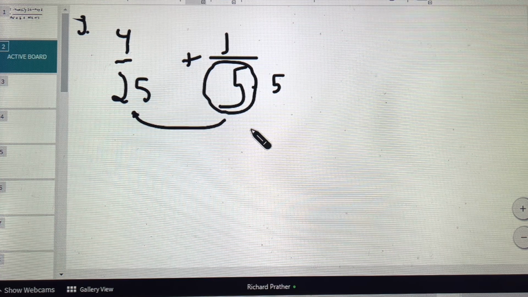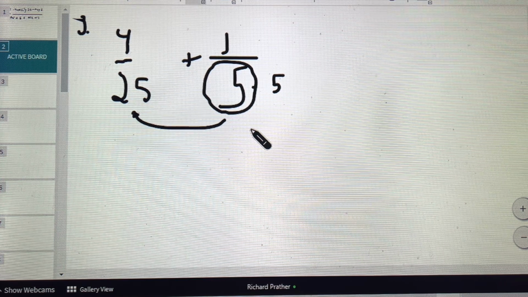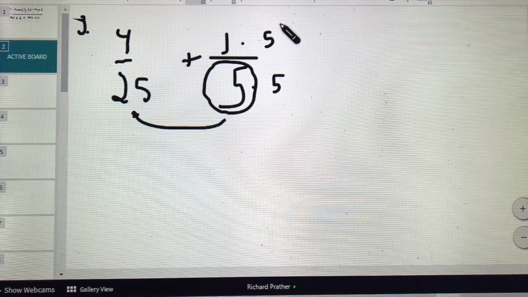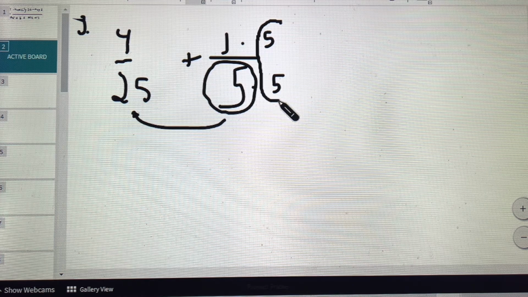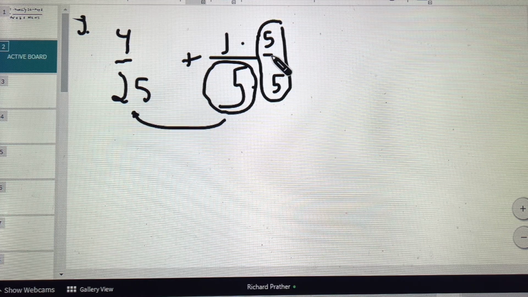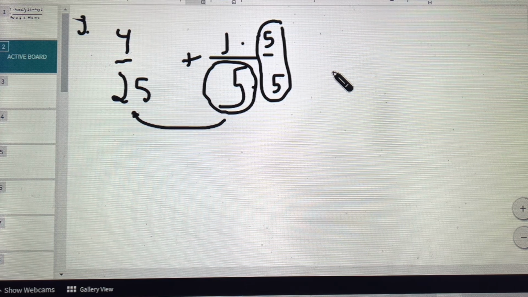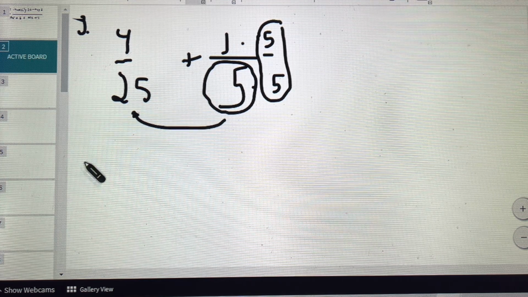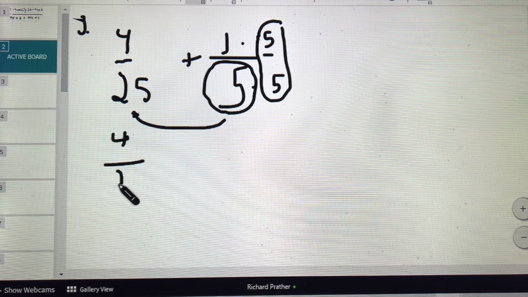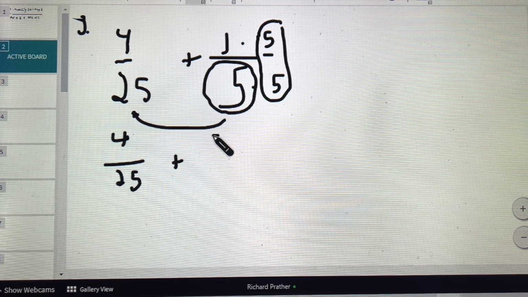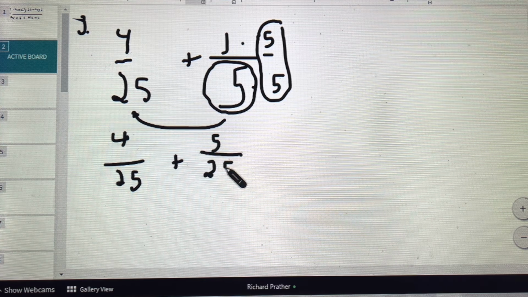Now you can't just multiply the bottom by 5 because you want it to be a 25, but if you also multiply the top by 5, then you're actually multiplying by 5 over 5, and anything divided by itself is 1. So I'm really multiplying by 1. I'm not multiplying by 5, and anything times 1 is itself, so I'm not changing what I really have. So 4 over 25 plus 5 over 25. If you were to use a calculator, and let's see if I can do it quick.